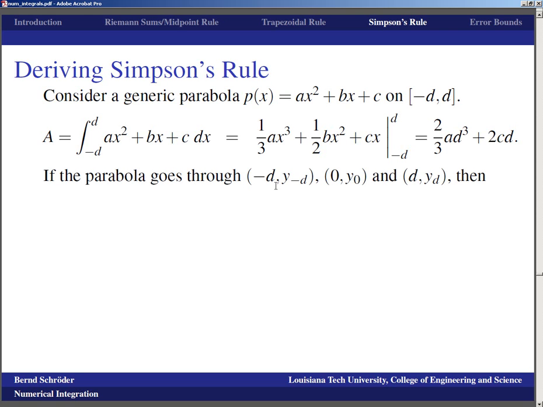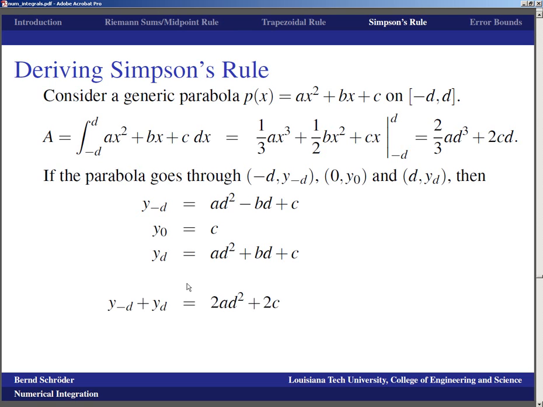And if the parabola goes through the points negative d, y value at negative d, 0, y value at 0, and d, y value at d, then we also have that the y value at negative d is ad squared minus bd plus c. The y value at 0 is c. The y value at d is ad squared plus bd plus c. And if we add that up, we end up with y negative d plus yd is 2ad squared plus 2c. So that's already pretty darn close to this area.